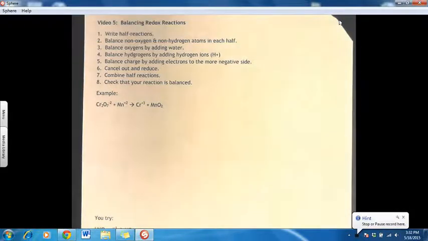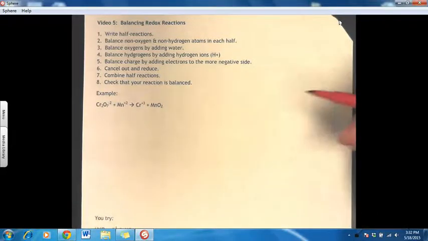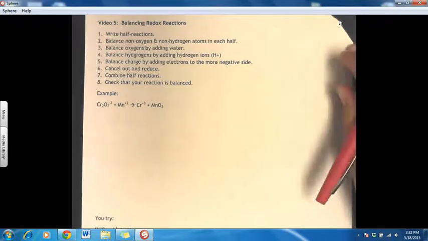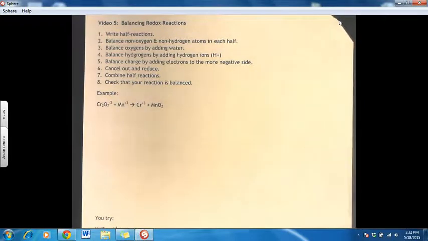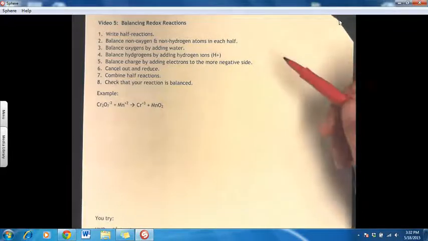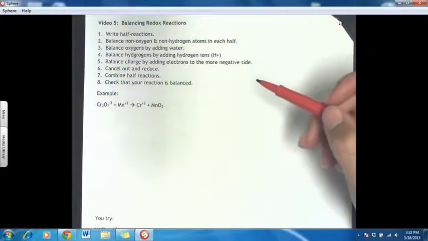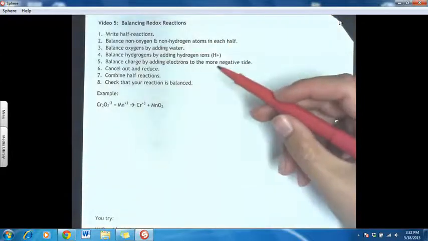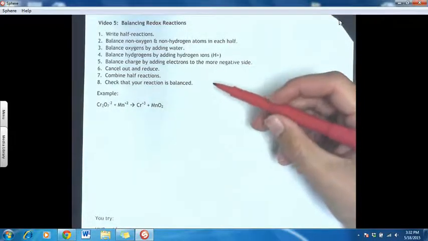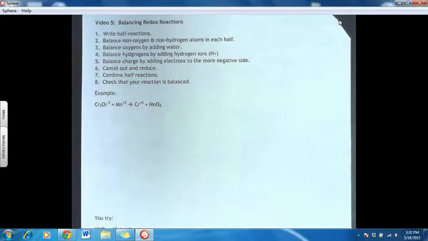This video is on balancing redox reactions. So there are a few steps that we need to follow to balance redox reactions. First, we'll write half reactions. Then we'll balance non-oxygen and non-hydrogen atoms in each. We'll balance oxygens by adding water, balance hydrogens by adding hydrogen ions. We'll balance the charge by adding electrons to the more negative side, cancel out and reduce, combine half reactions, and then check that our reaction is balanced.